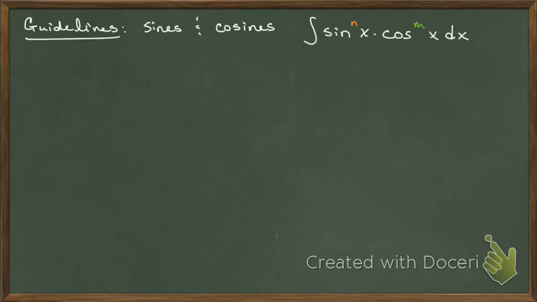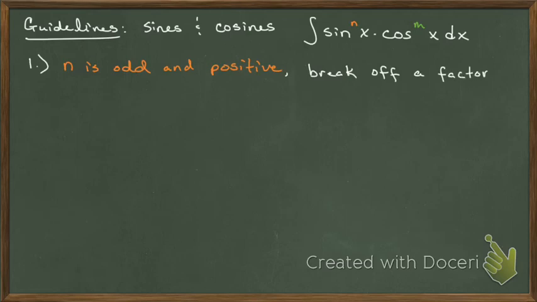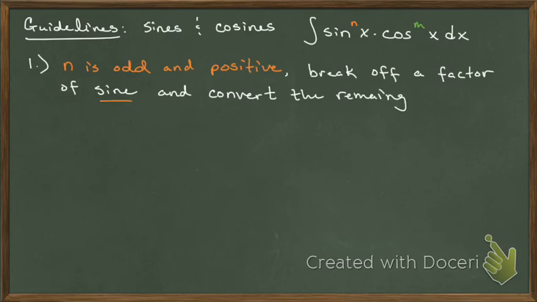Okay. So there are 3 different situations that are going to come up here. Yes, you could potentially think of more, but the main 3 that we're tackling in this section are as follows. The first one: if sine has an odd power, if n is odd and positive, what we do is we break off a factor of sine and convert everything else, the remaining factors, to cosines. So then I've got multiple powers of cosines, I've got one factor of sine broken off, and everything else should be converted to cosines.